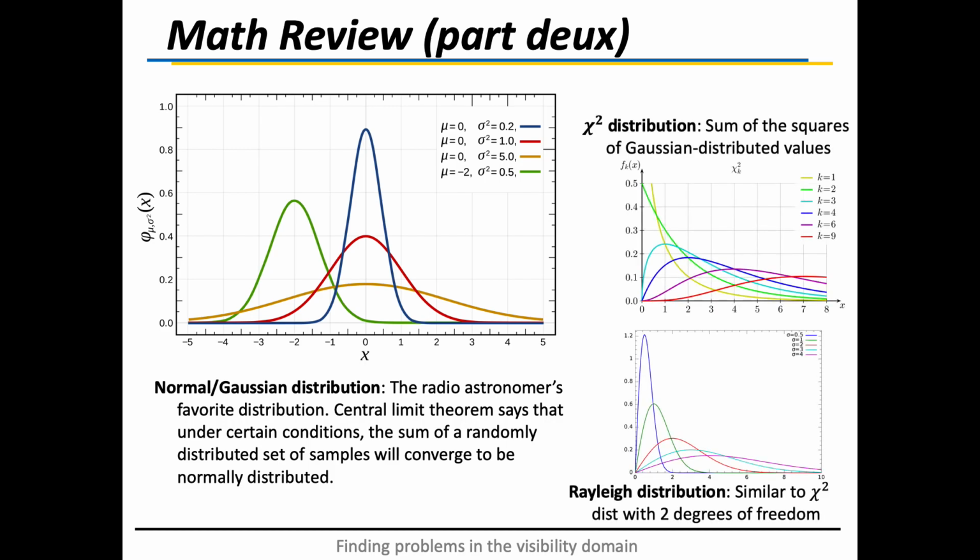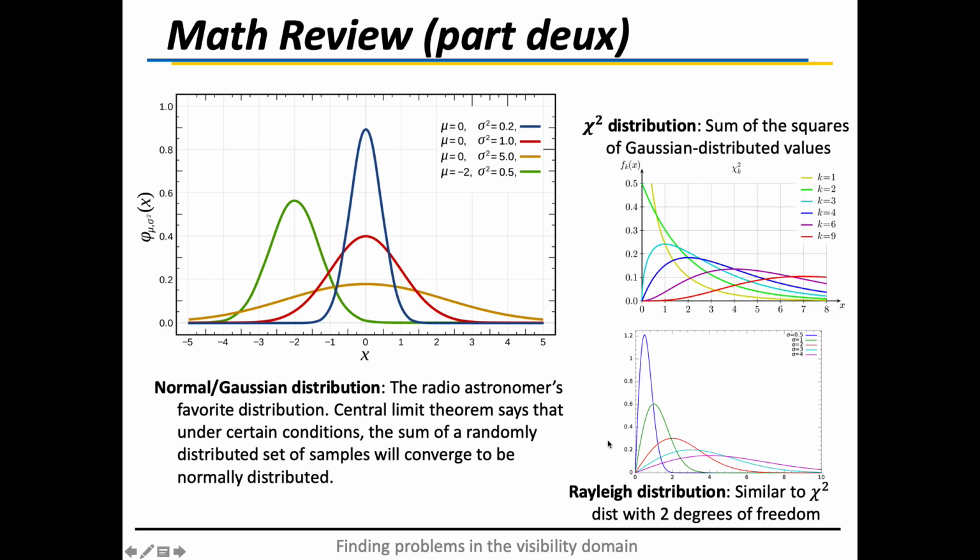A couple of other distributions that are commonly used: the chi-square distribution, which is the sum of the squares of values that have been drawn from a Gaussian distribution. Typically you talk about the chi-square distribution in terms of number of degrees of freedom, which is k shown here, or the number of independent draws that you have from your statistical sample.